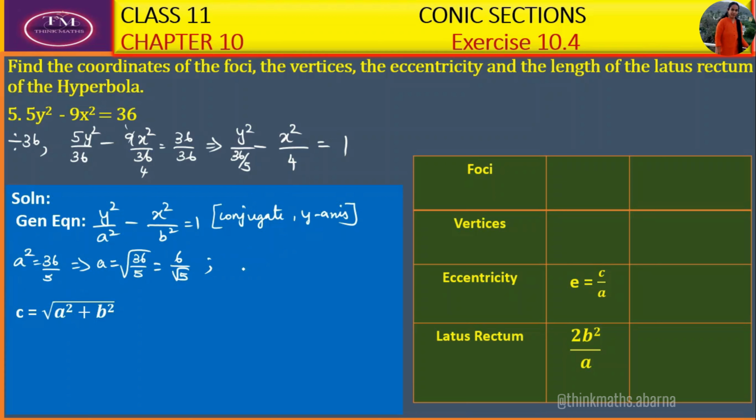Now what is b square? b square equal to 4. 4 is nothing but 2 square. That means b is equal to 2. So we know a and b. Now we have to find c.